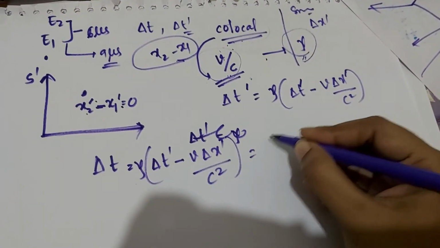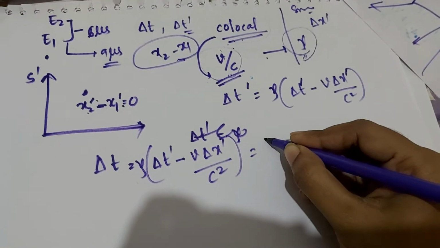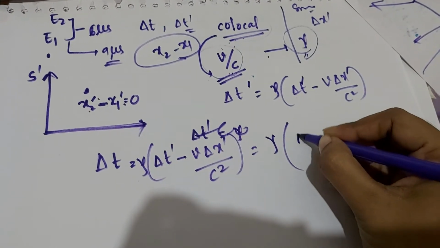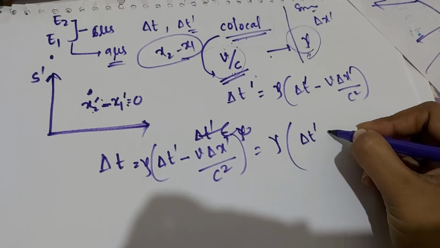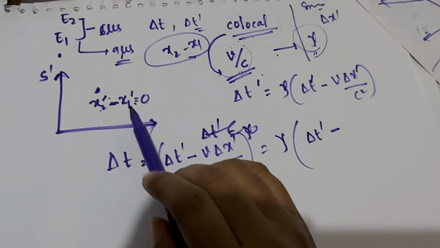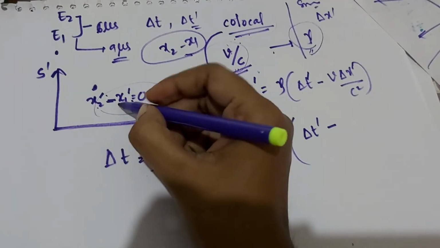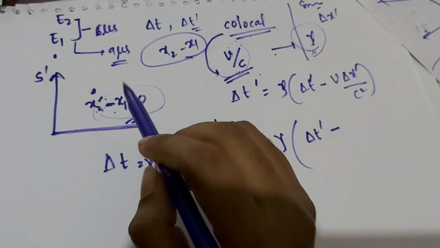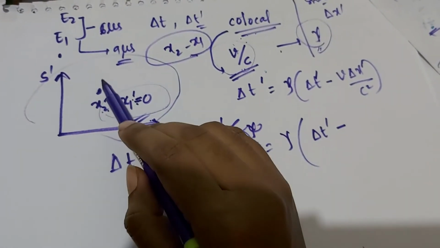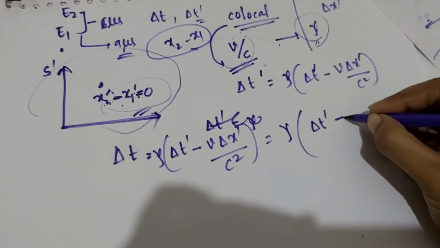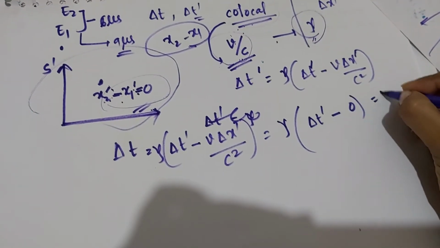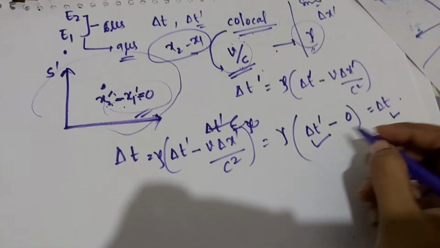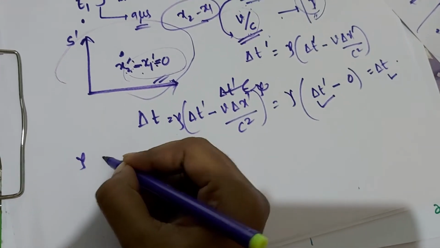Now if I solve this, this will become γΔt', that is Δt', plus vΔx'. So vΔx' is nothing but x2' minus x1', which is equal to 0, because that is happening at the same place in the S' frame. So this will be equal to 0, and this is equal to Δt. Now we have the Δt' values and Δt values. So I can write here γΔt.